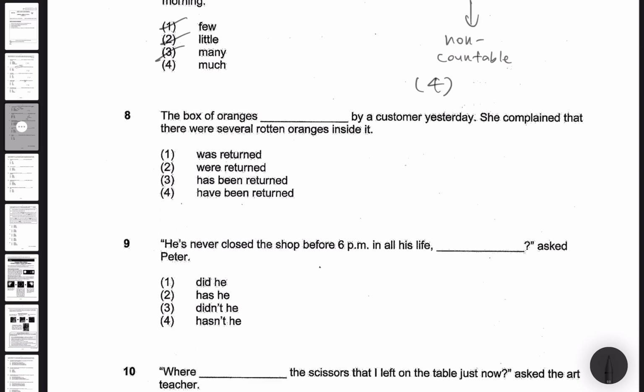Box of oranges by a customer yesterday. So, what is it? Box of oranges was returned. Why was? Because box, okay? This is singular. And this determines, right? Basically, it is just additional info. Right, just the box was returned by a customer yesterday.